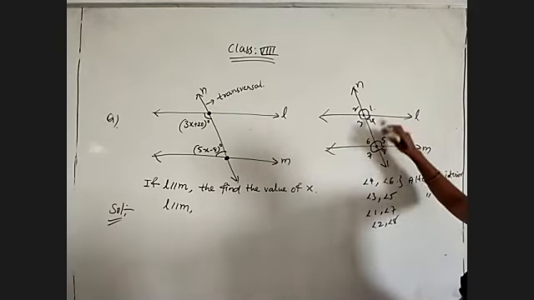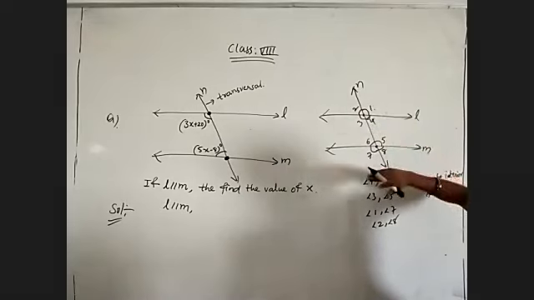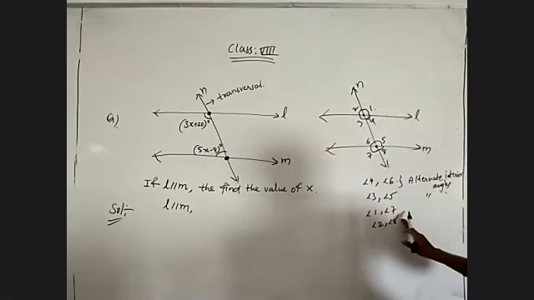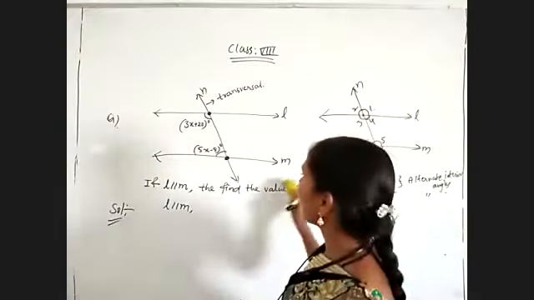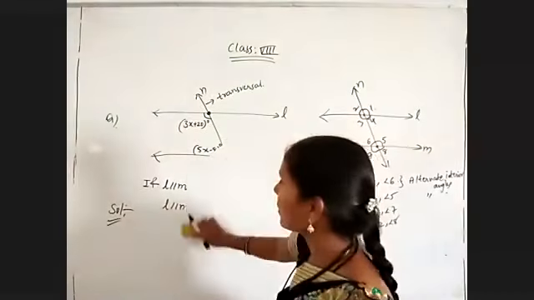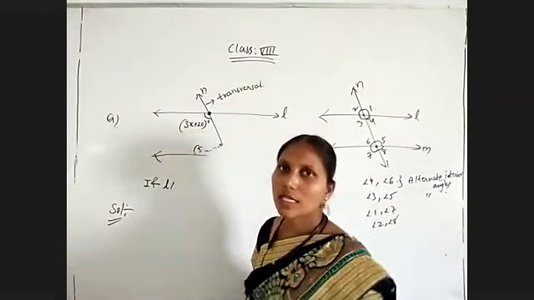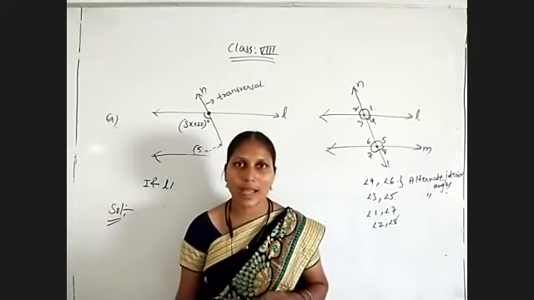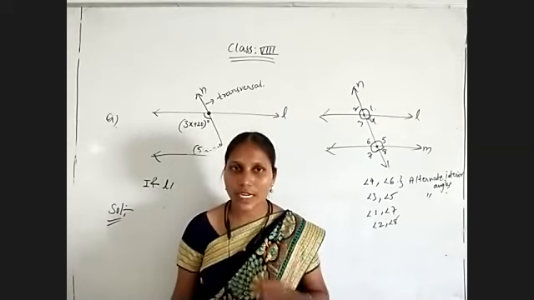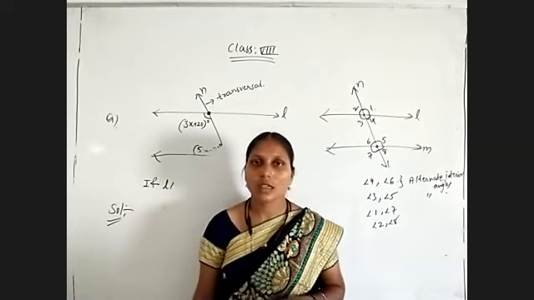Coming to 1 and 7, both are exterior and on opposite sides, so 1 and 7 are alternate exterior angles. These are also equal. Yes or no? We will continue this topic in tomorrow's class. Once revise the topics we have covered related to transversal and parallel lines, and try to do the exercise problems I have given today yourself.